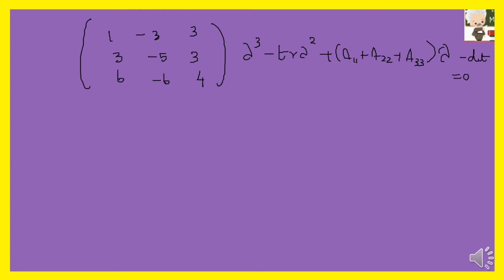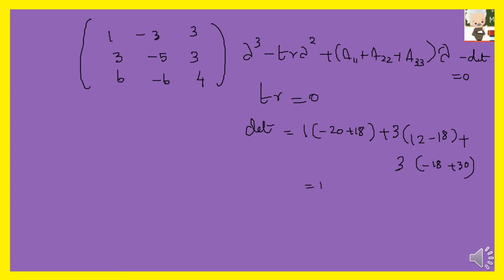So this is the characteristic equation I said, right? So let us find one by one. So first, what is our trace? It is 1 minus 5 minus 4 plus 4, which will be 0. And then let us find the determinant. So determinant here will be equal to 1 into minus 20 plus 18. Minus of minus 3 will be plus 3 into 12 minus 18, and then plus 3 into minus 18 plus 30, right?